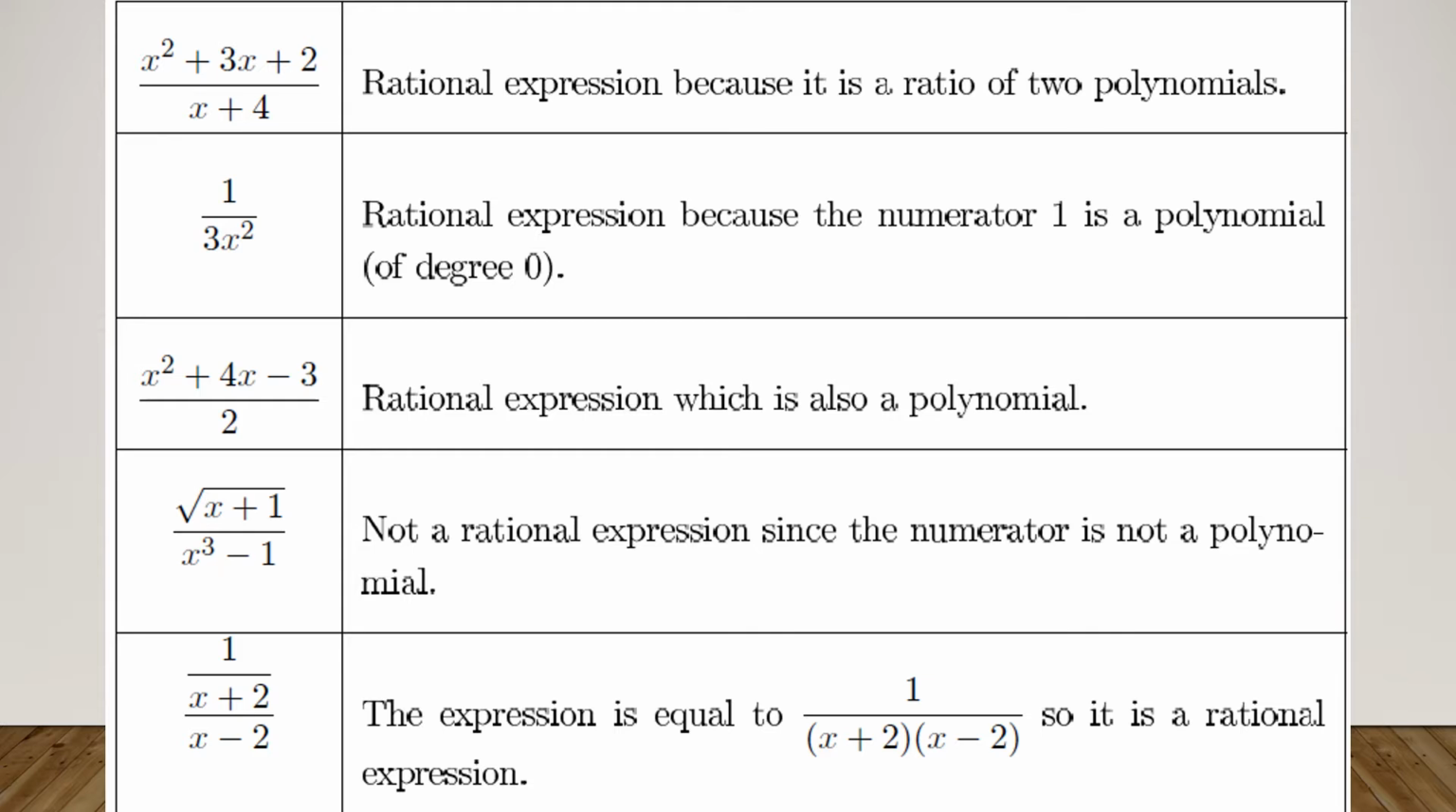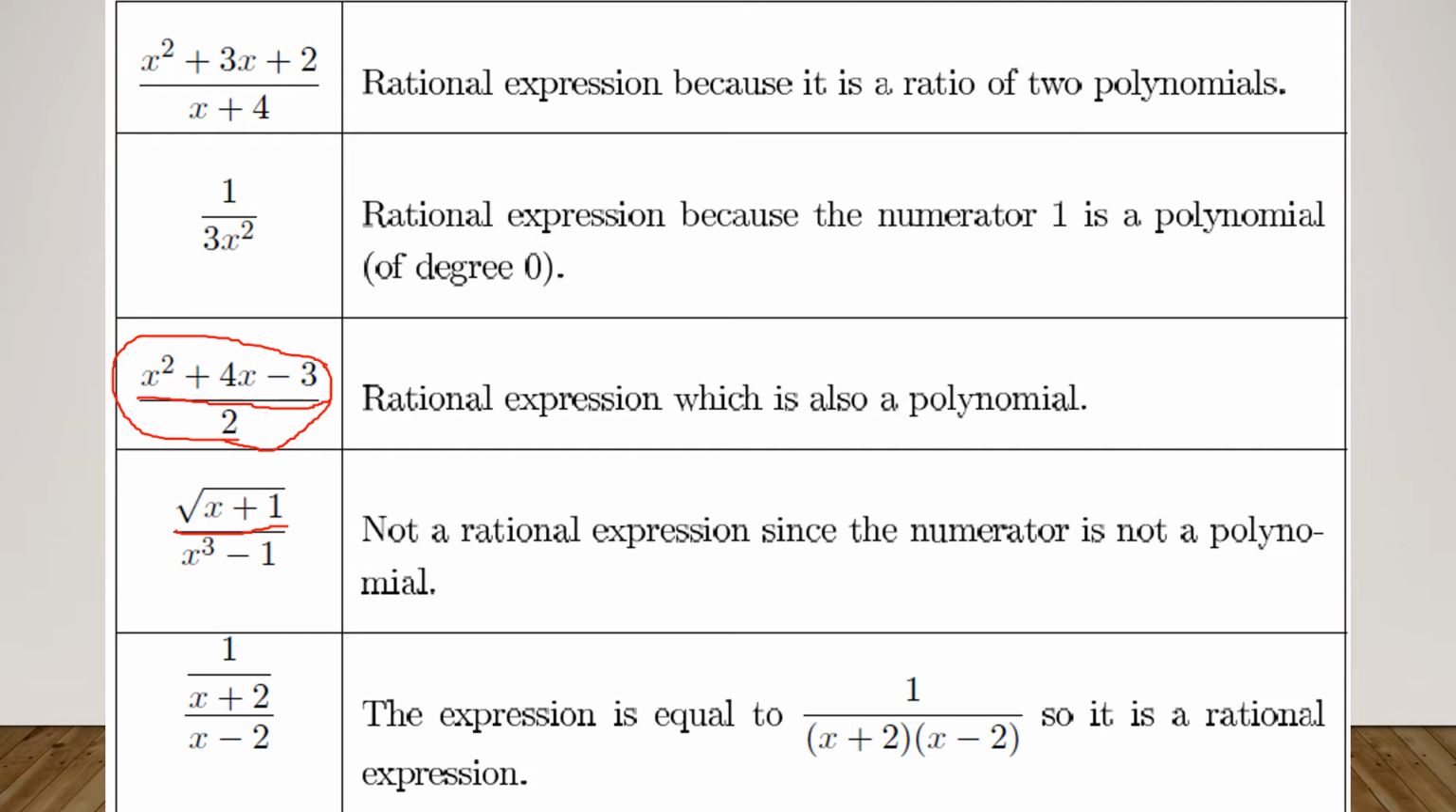So for the third one, we have the numerator as a polynomial. Same goes with 2, polynomial with degree 0. Hence, this fraction here is a rational expression. How about for this one? Obviously, this is not a rational expression because the numerator is not a polynomial. It is a radical. So the thing here is it is not a rational expression.